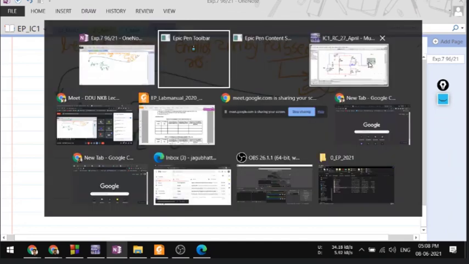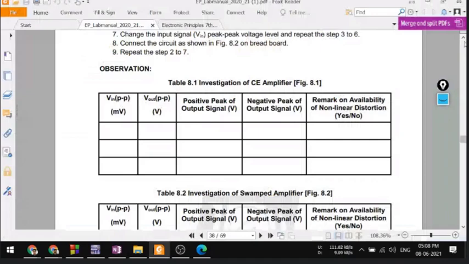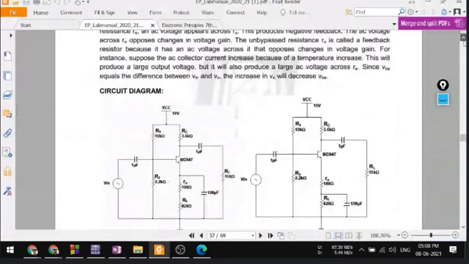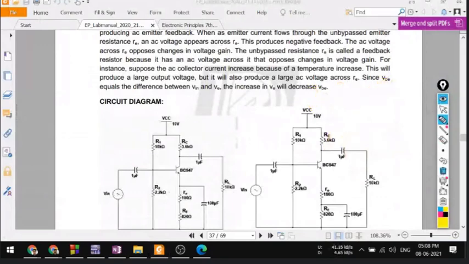Unbypassed means what, student? Here you can see this is 180 and 820, so this is 1000 ohm. Whole 1000 ohm is bypassed, which means a capacitor is connected across both these resistors.